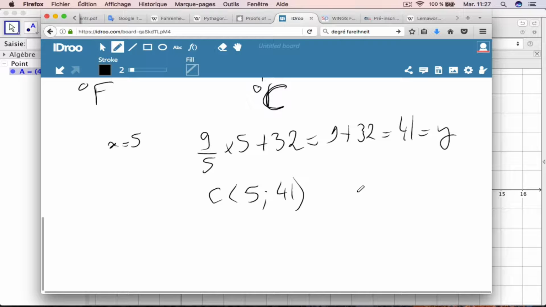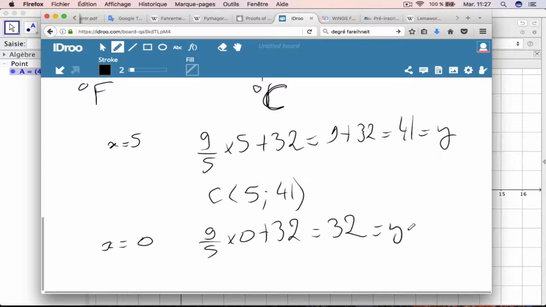We can choose x equals 0, and we've got 9 on 5 times 0 plus 32, so we've got 32. So y equals 32, so we can choose a point like D, and it's 0, 32.